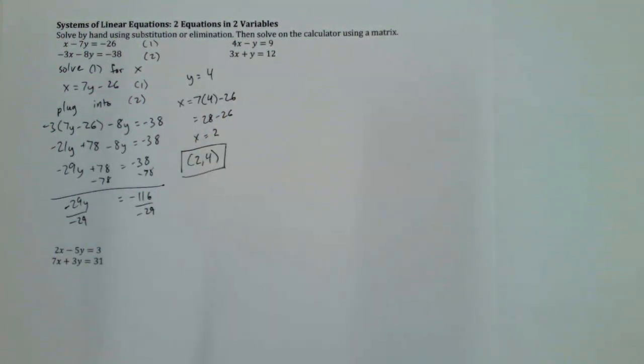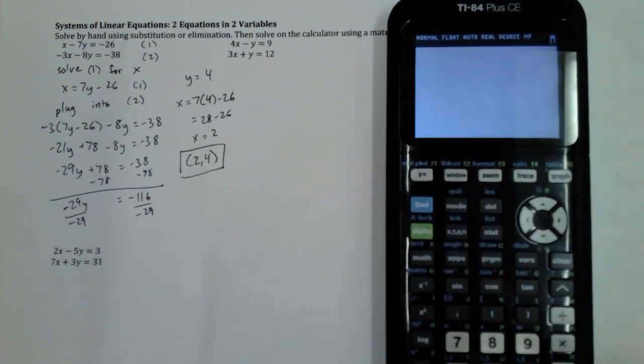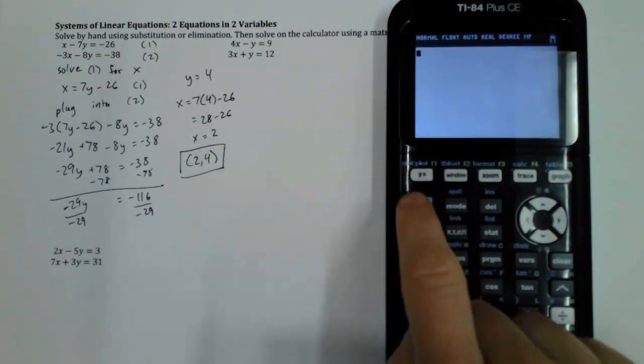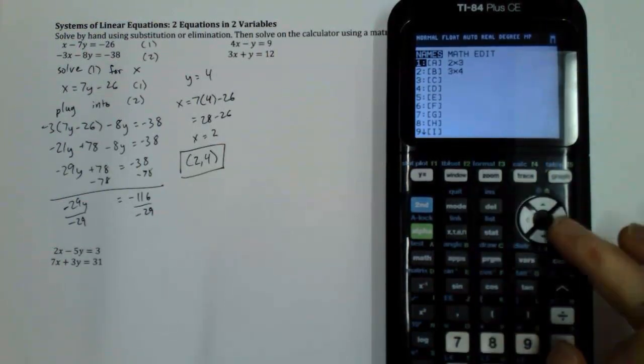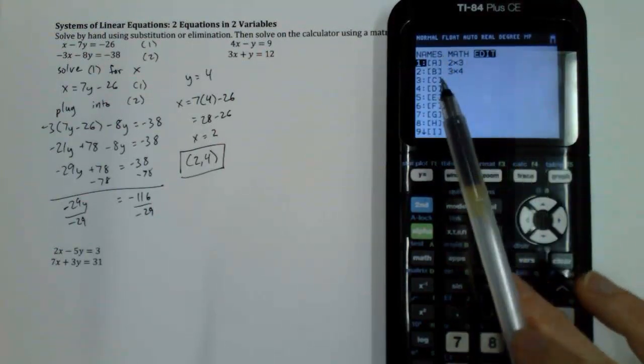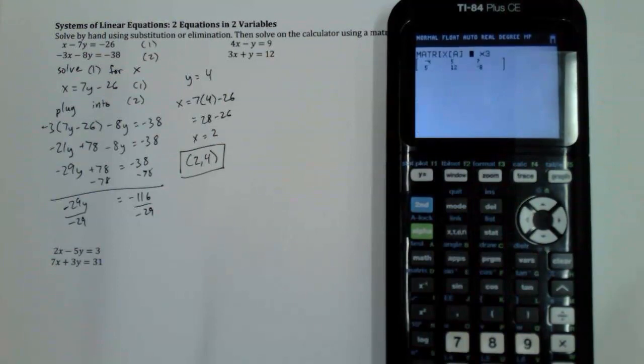Now, let's go ahead and look at how to do that with a matrix on our calculator. The matrix menu is above this x negative 1. So I'm going to hit second, x negative 1 to bring up my matrix menu. And I'm going to start by going to edit. You'll notice I've got two of them here. I'm going to go ahead and just edit this first one.